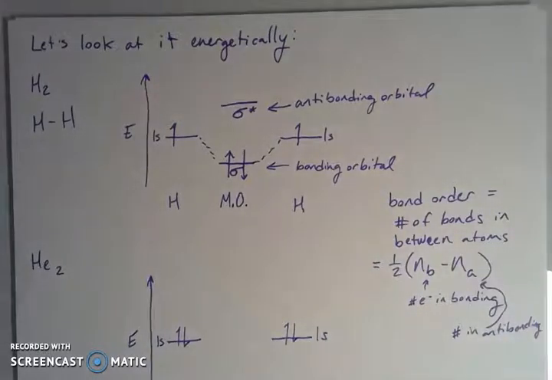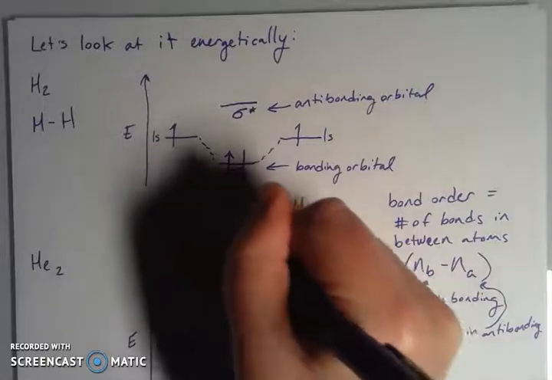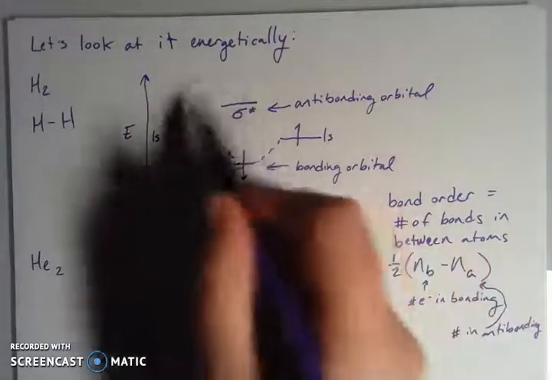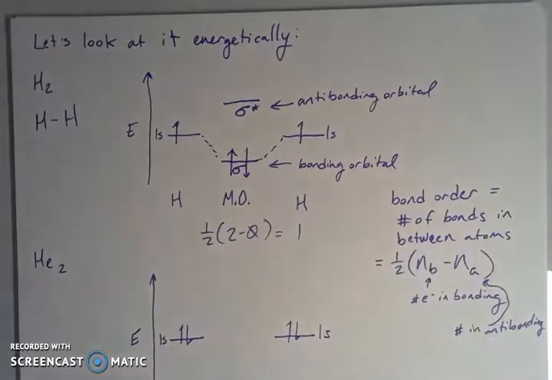So for this calculation, if we're doing the bond order for my H2, then I have 1/2 times the 2 electrons that are in bonding orbitals minus the 0 that are in my antibonding, which gives me 1. And that's the number of bonds that would form in between my 2 hydrogens. So it's just confirming what I already know with my other models.